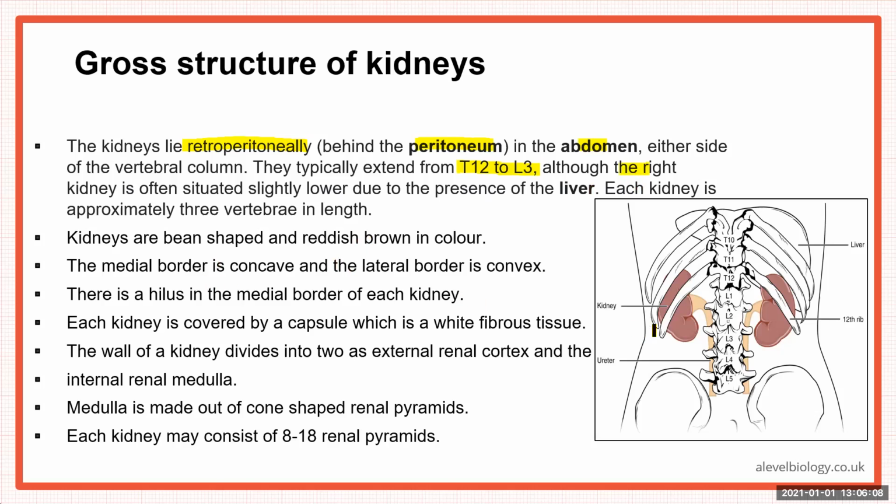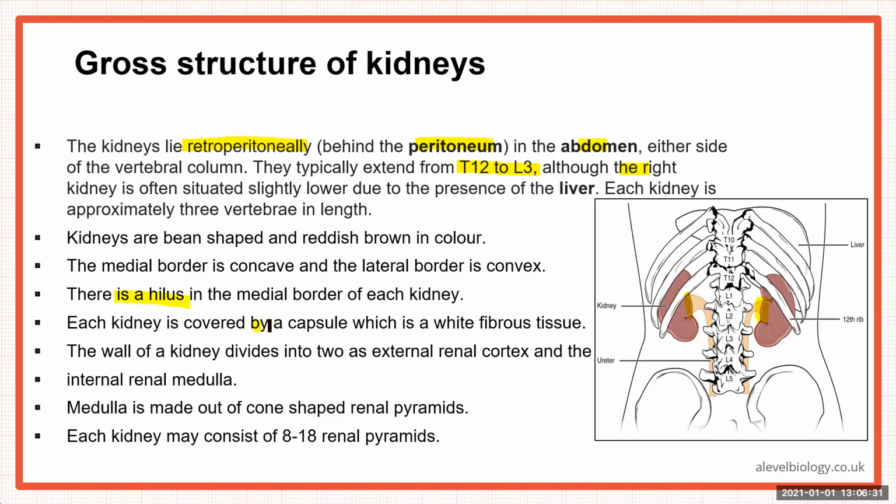Kidneys, if you look at the shape, are bean shaped. Their color is reddish brown. The medial border, this part if you see, is a little concave, while the outer border, the lateral one, is a little convex, right? And you can see a hilus there in the middle. Through this hilus, the renal arteries, the renal veins, and the renal nerves enter. This is known as a hilus or hilum.